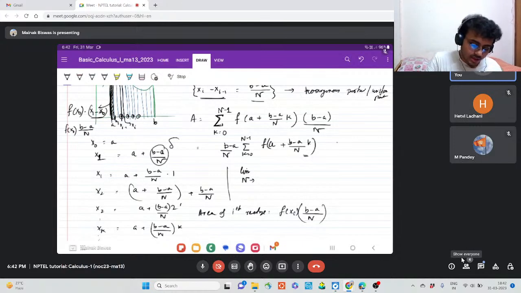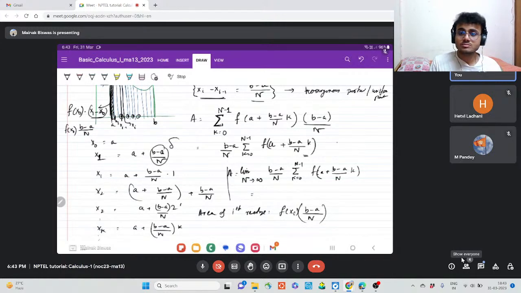So what I am going to do is put limit n tends to infinity, (b minus a) by n, summation k equal to 0 to n minus 1, f of a plus (b minus a) by n into k. Did you understand that this area would become an integral now? This is an integral from a to b of f of, how will it become? Let's see. Is this okay? Till this point? Yes, sir. Okay. So what I did was I found out each rectangle's area to approximate the curve.